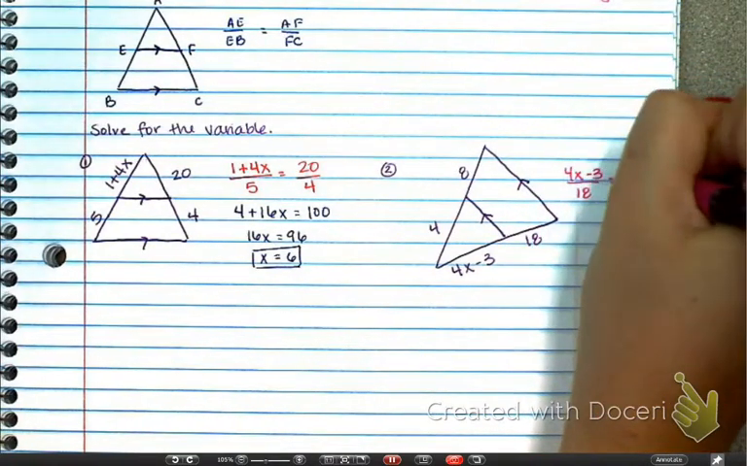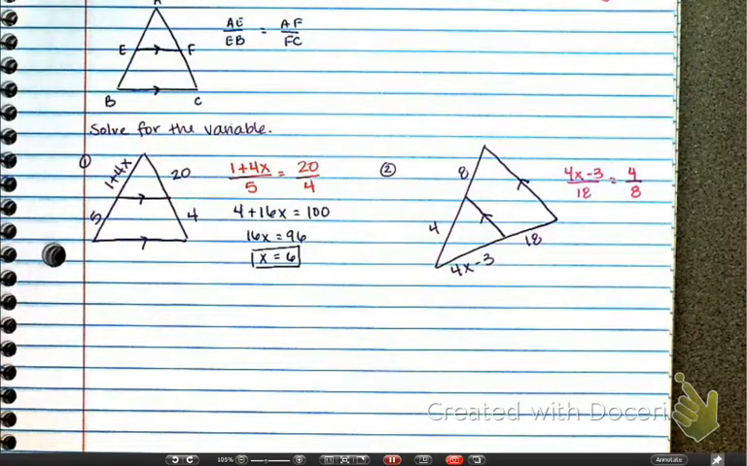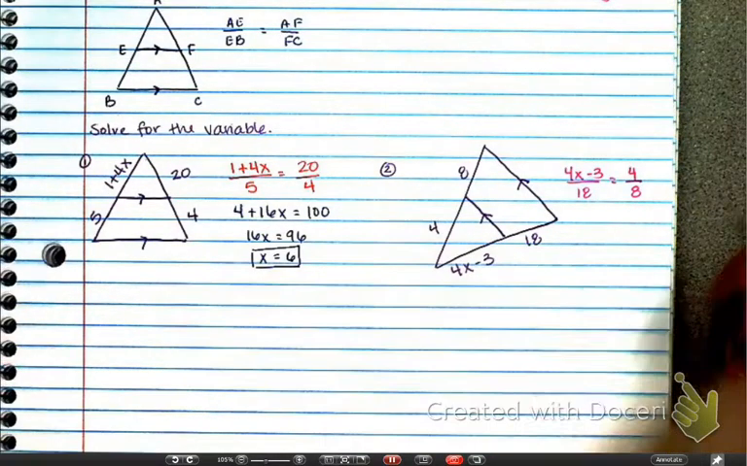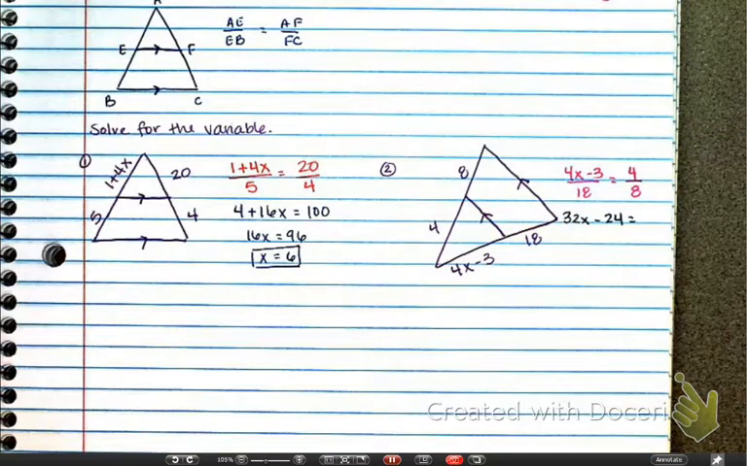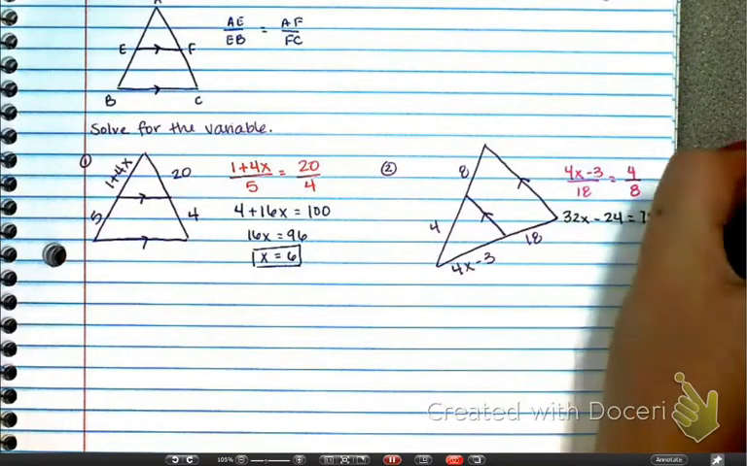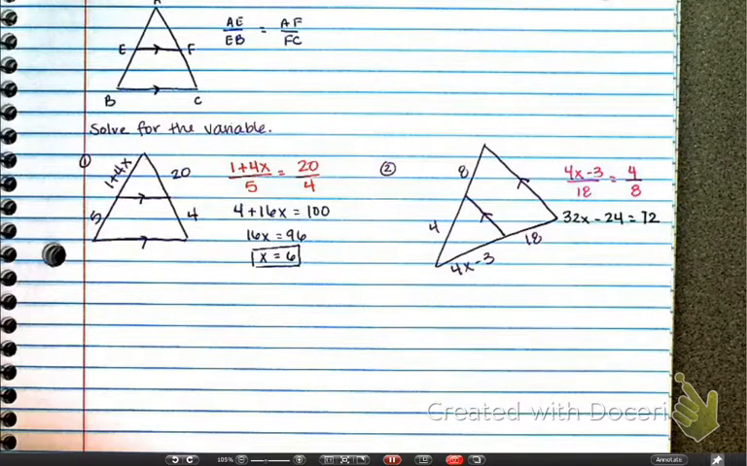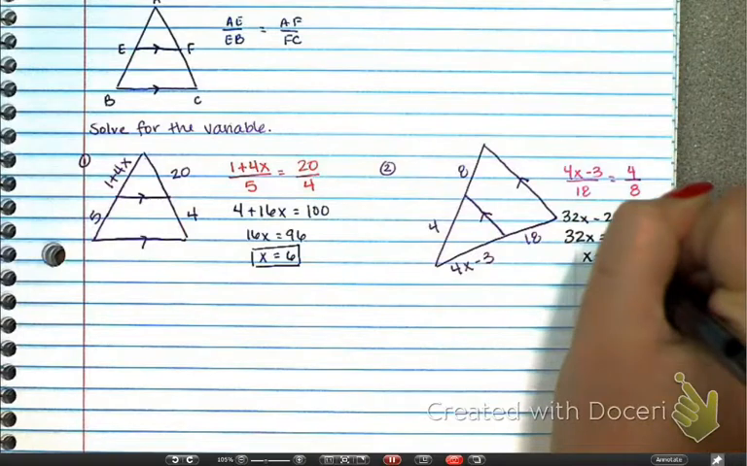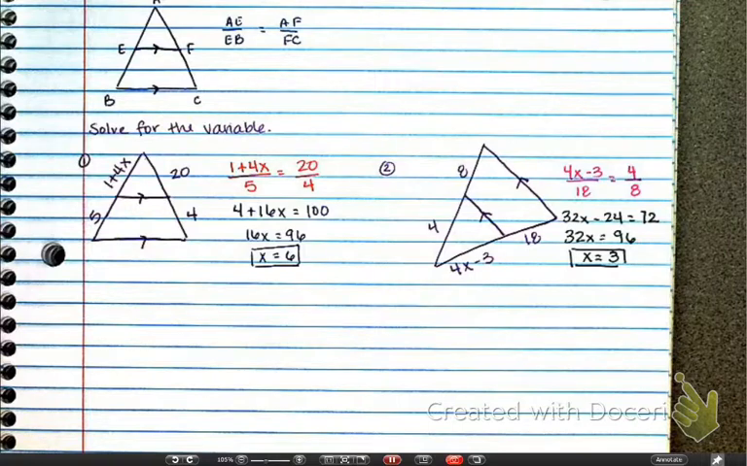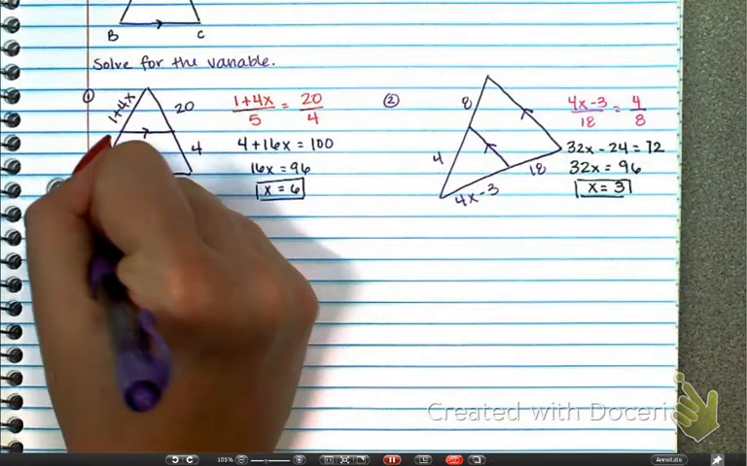Good. 4x minus 3 over 18 equals 4 over 8. When you cross multiply, you get 32x minus 24 equals 72. Okay. I'm going to add 24 to both sides. So 32x equals 96. X equals 3. Not too bad? Okay.